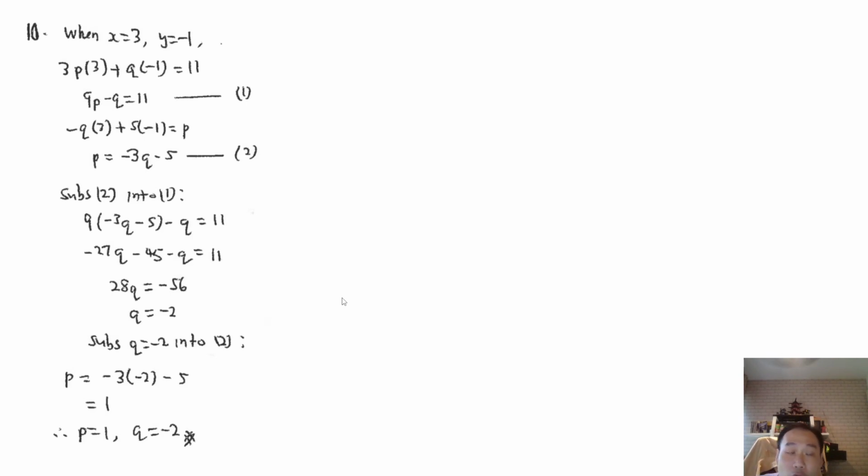So since we need to find all the unknowns, after we find q, we need to substitute it back into one of the suitable equations to get our value of p, right? So in this case, we're going to substitute into equation 2 because, as mentioned many times, the p is already the subject in this case, right? So substitute q equals negative 2 into equation 2, p equals negative 3q, replace the q with negative 2, minus 5, that works out to p equals 1. So our final solution for this particular question is p equals 1, q equals negative 2, right?